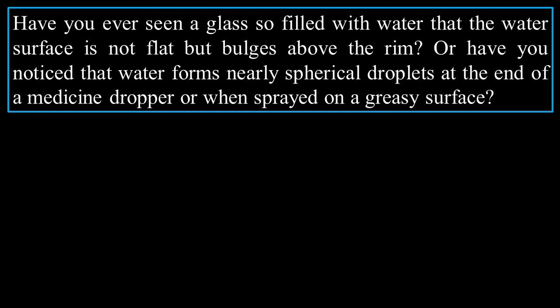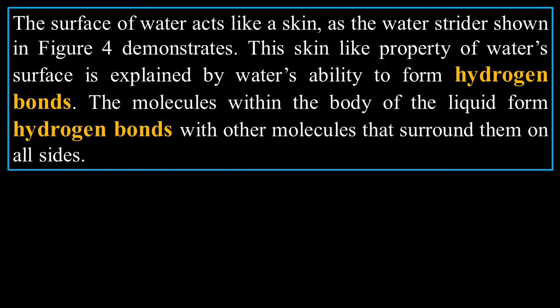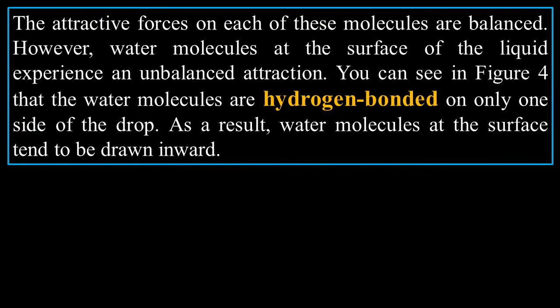Let me just say one thing, that the formation of a bubble and the formation of a droplet is completely different. I'll talk about that more in a moment. The surface of water acts like a skin, as a water strider shown in figure 4 demonstrates. This skin-like property of water's surface is explained by water's ability to form hydrogen bonds. The molecules within the body of the liquid form hydrogen bonds with other molecules that surround them on all sides. It's actually the hydrogen bonds that prevent bubbles from being formed. A droplet has water on the inside. A bubble has air on the inside, or whatever the environment is.